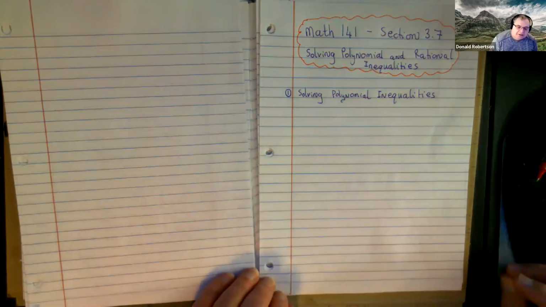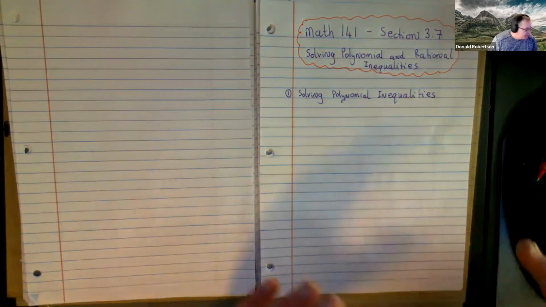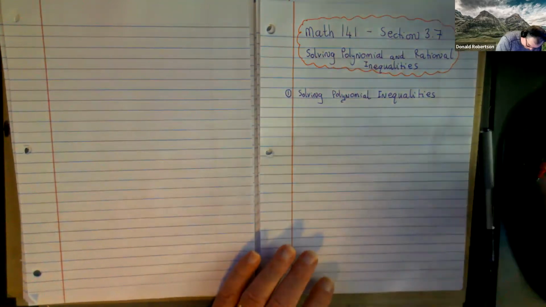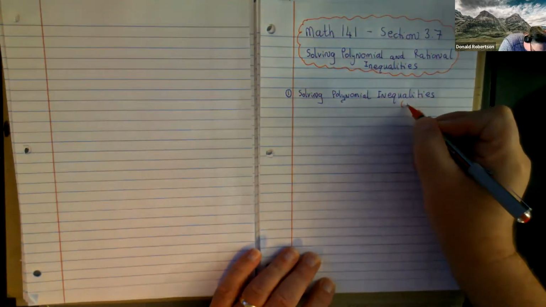What do they look like? How do you solve them? And how do you express the answer? Because we're typically going to be solving these inequalities, and we're going to be using interval notation.